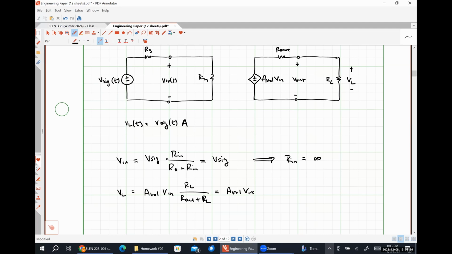AVOL times Vn. So effectively, on the output side, we're going to figure out what value of R out makes this voltage equal to this voltage. So what value of R out causes that to happen? 0. Okay. So R out is equal to 0.